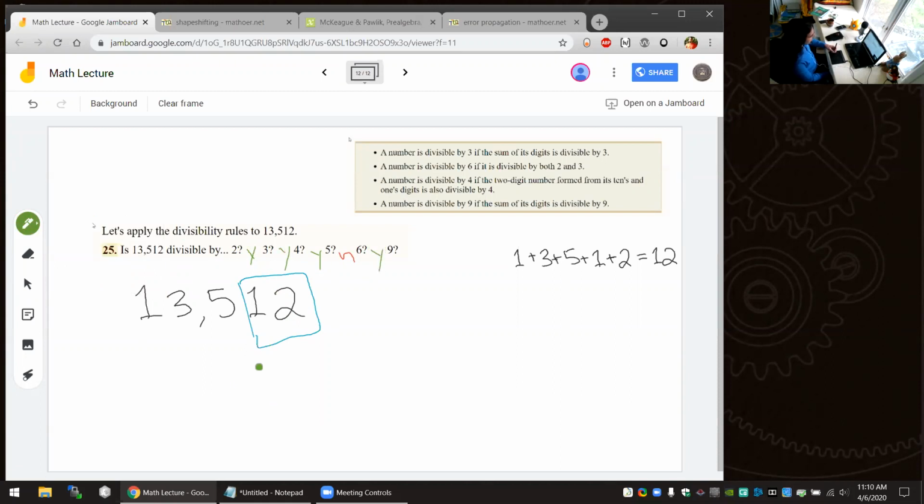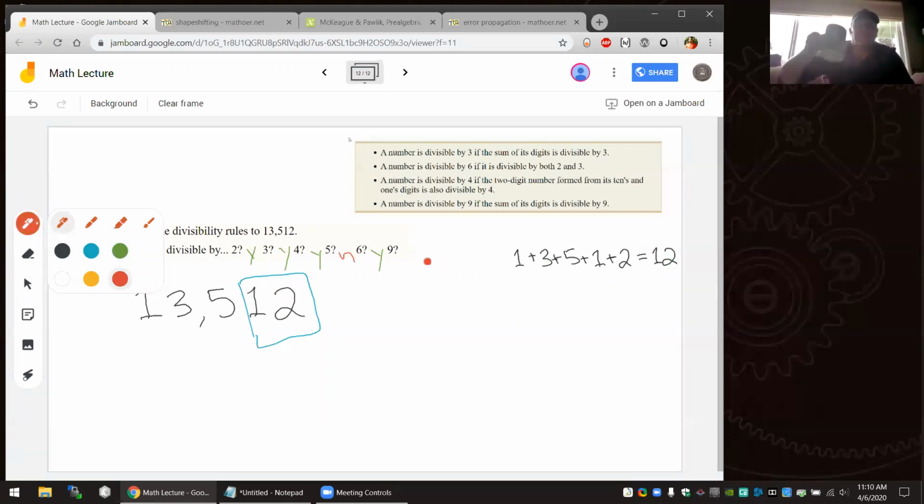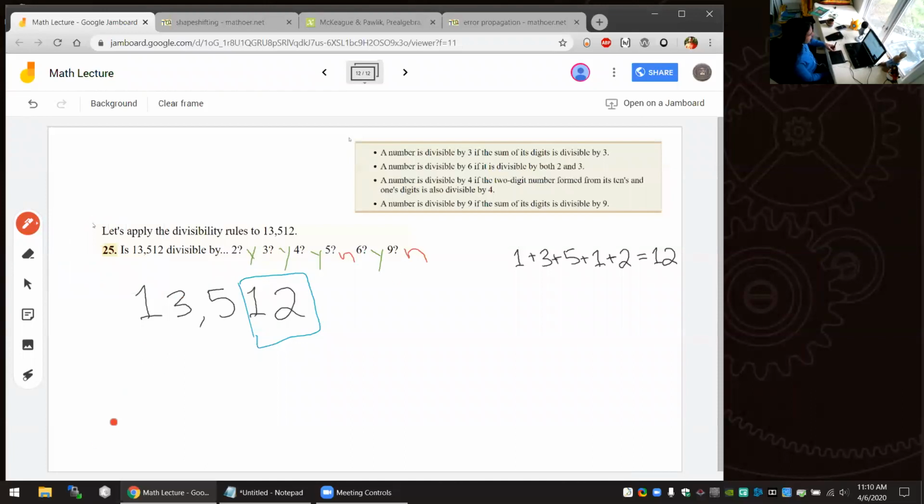9 is similar to 3. We add up the digits, and then we check. Does 9 go into 12? No, it doesn't evenly. So it's not going to go into our big number either.